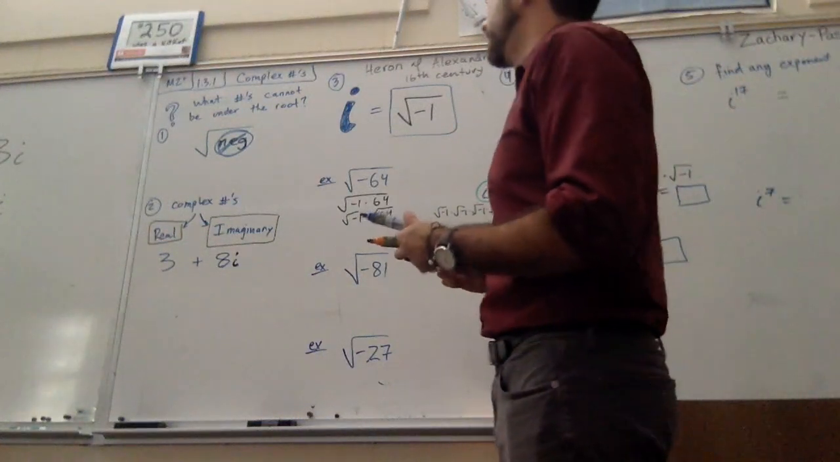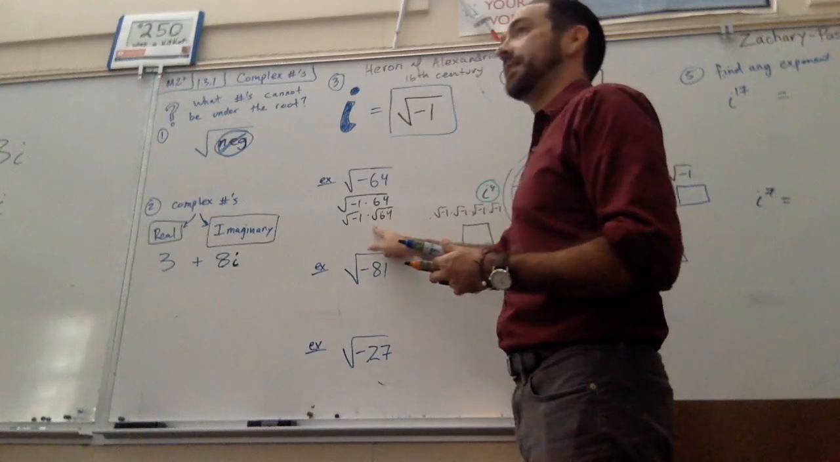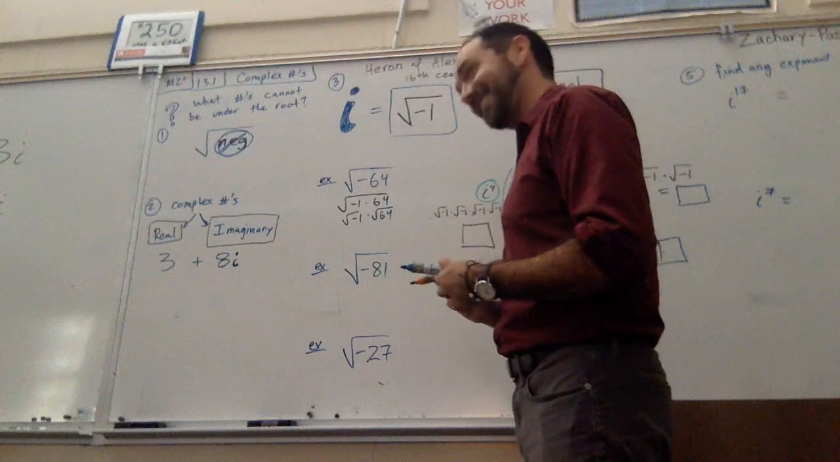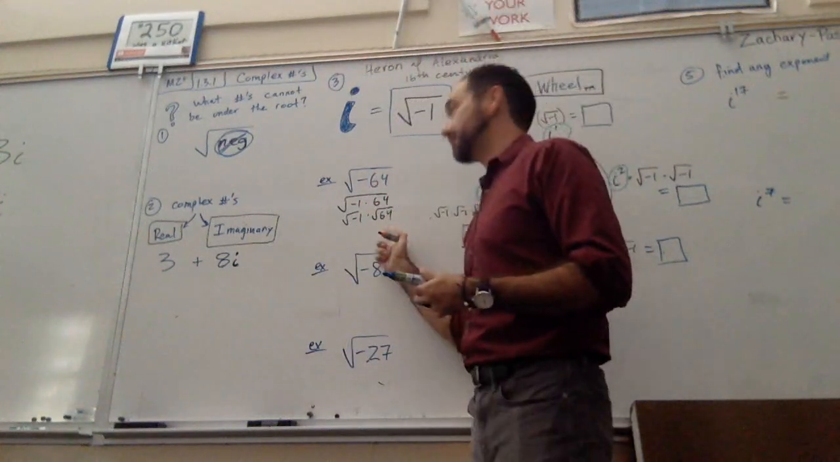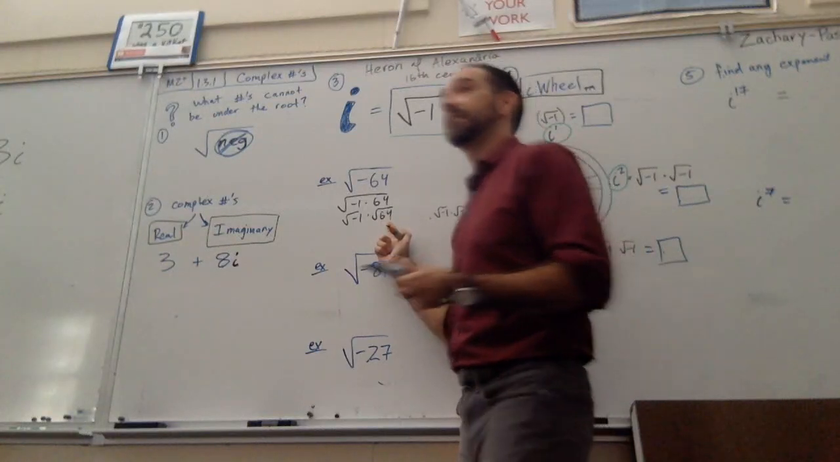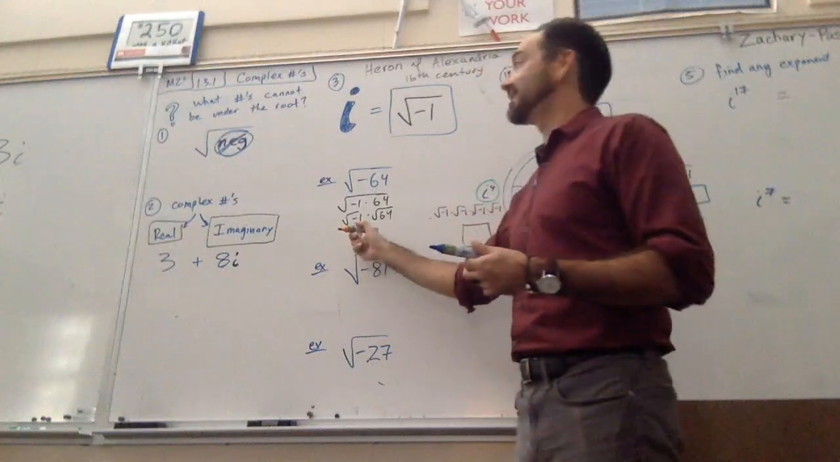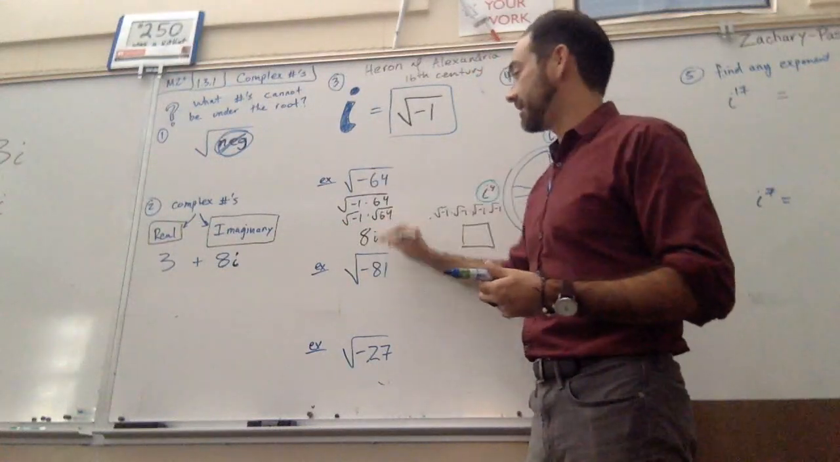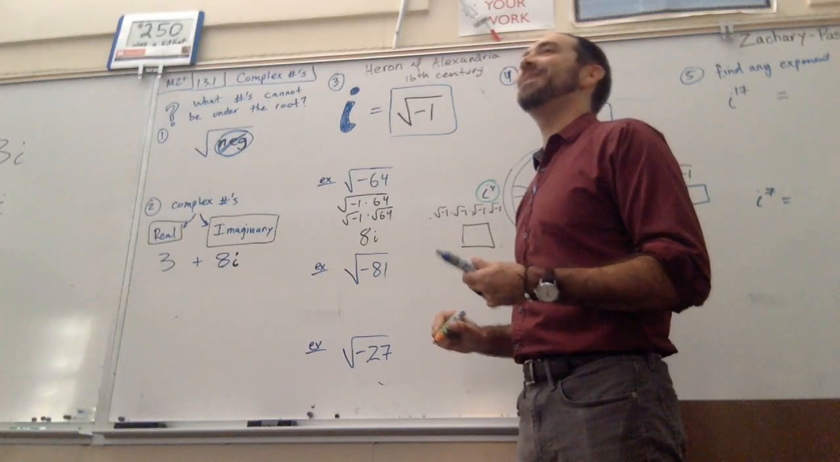Okay, let's see. How about Thomas? What are we going to end up with? What do you guys say? No clue. What do we know of this? We know root 64 is 8. What did we just learn? The square root of -1 is i. Ada? I heard a lot of ohs.